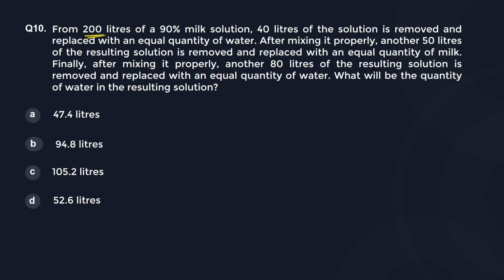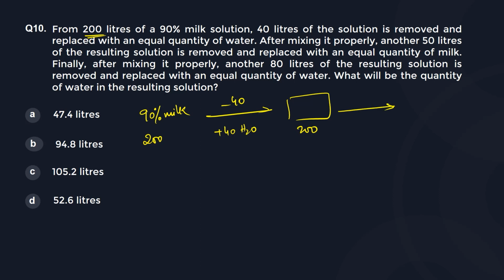40 liters of the solution is removed and replaced with an equal quantity of water. So you have 90% milk, and you're starting with 200. From this, minus 40 is gone and plus 40 pure water is being added, and then they're mixing it. So you're getting back 200 again. Now another 50 liters of the resultant solution is removed and replaced with an equal quantity of milk. So this time, minus 50 is going, but plus 50 you're getting back milk.